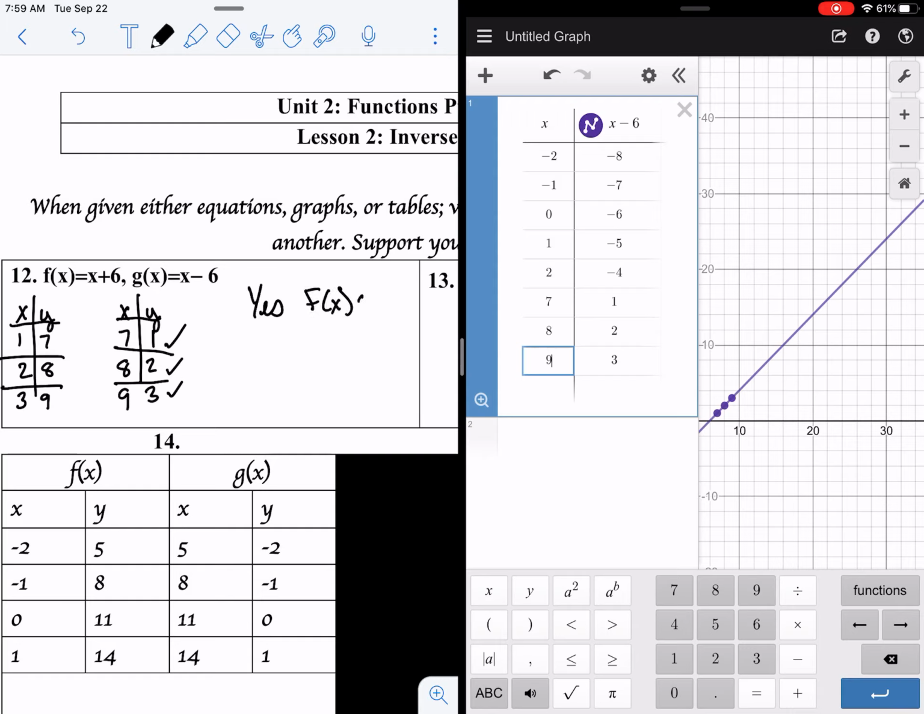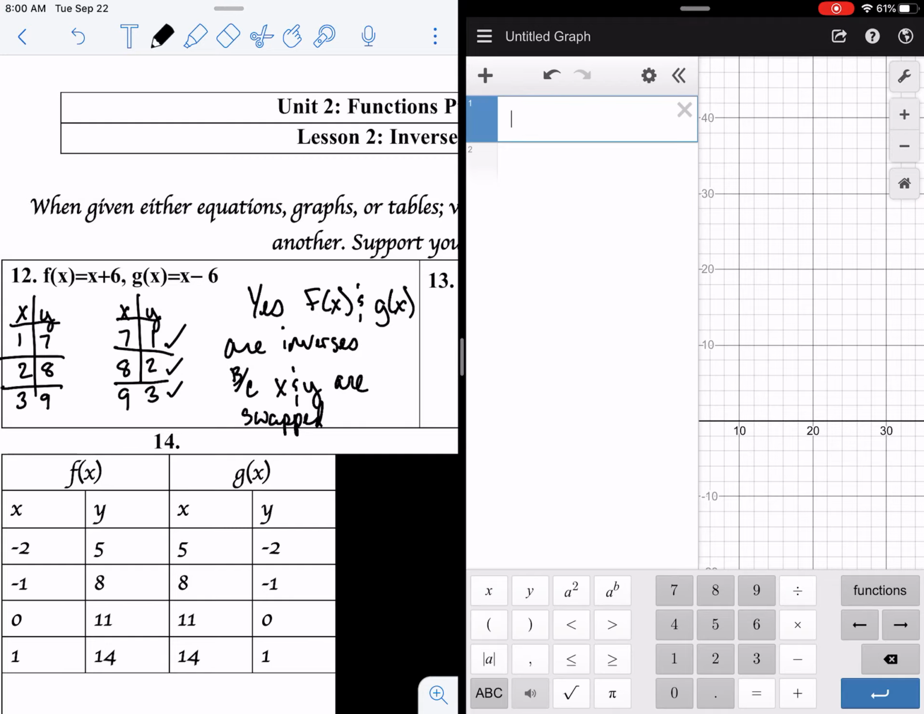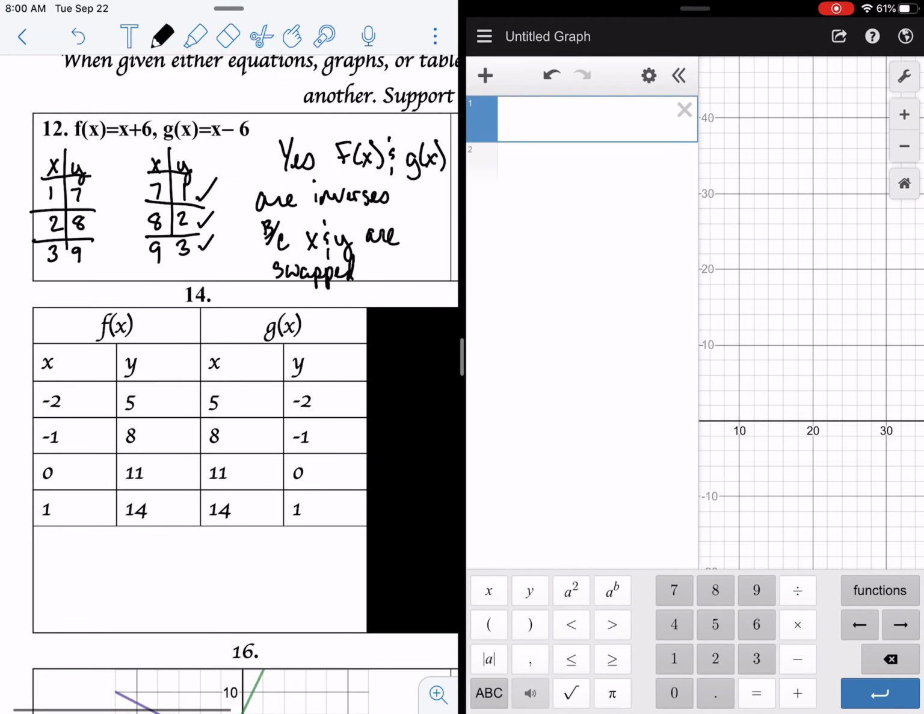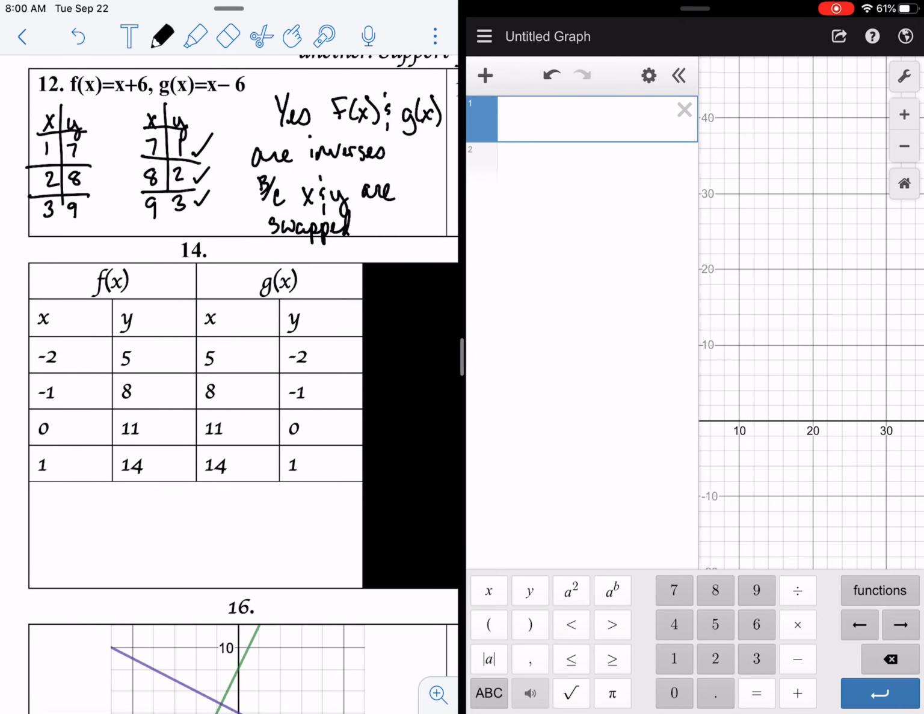F of x and g of x are inverses because x and y are swapped. This is your reasoning behind every single answer, okay? Unless you have a graph and then it's going to say reflected across the line y equals x or not reflected across the line y equals x. In that case, your answer is either yes reflected, no not reflected, okay?